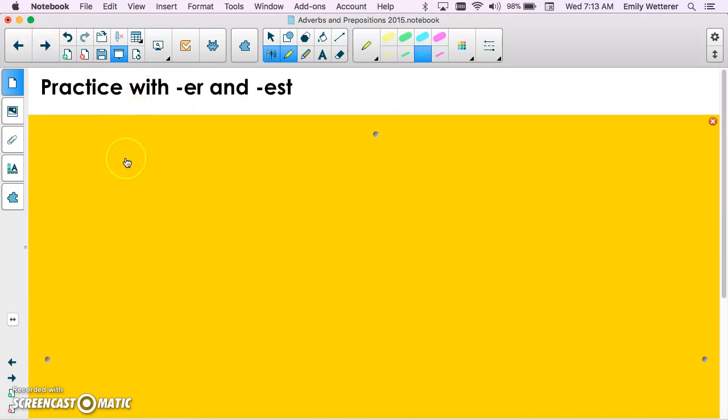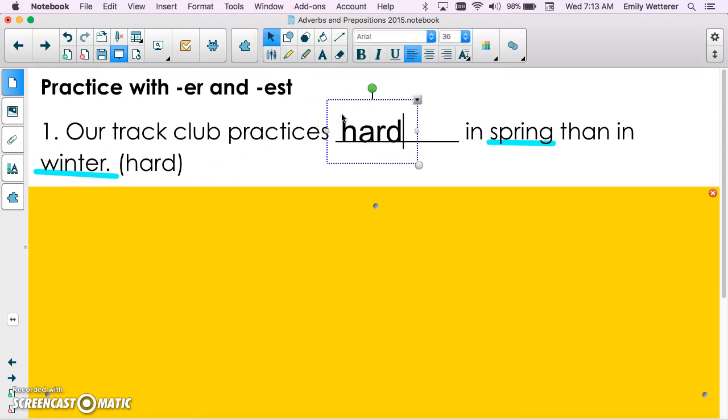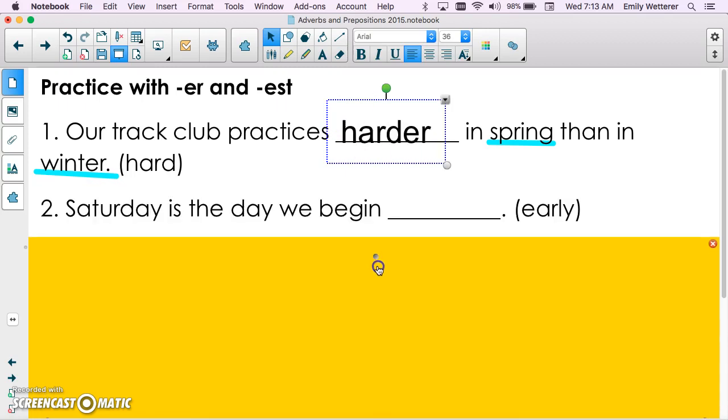Okay, so let's look at some examples. Our track club practices blank in spring than in winter. Well, we want to use this adverb hard. Would we say our track club practices harder in spring than winter or hardest in spring than in winter? Well, we're comparing how we practice in spring and how we practice in winter. That's two things, so we would say harder.